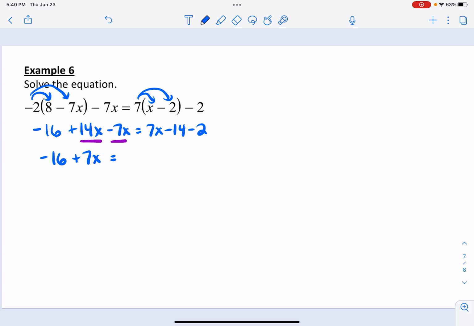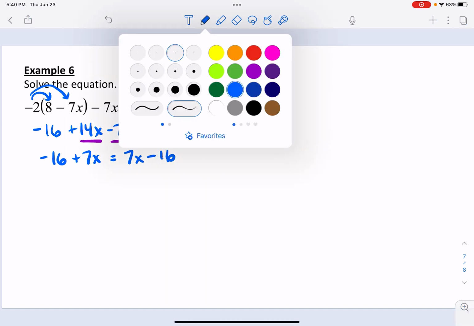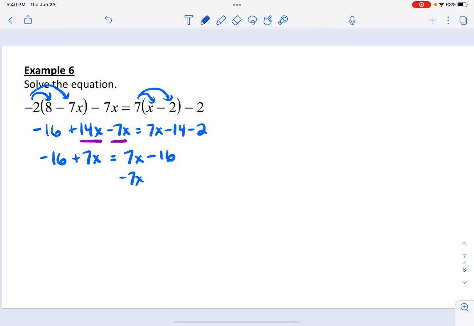On the right side, I have 7x. Negative 14 minus 2 is negative 16. So I subtract a 7x from both sides. Negative 16 equals negative 16. If I add 16 to both sides, negative 16 always equals negative 16. So this is always true.